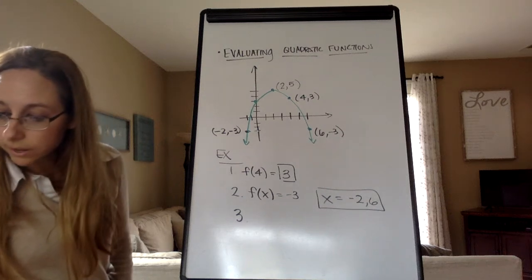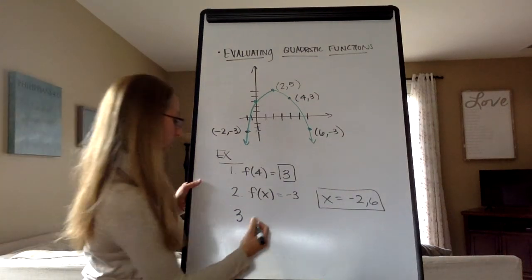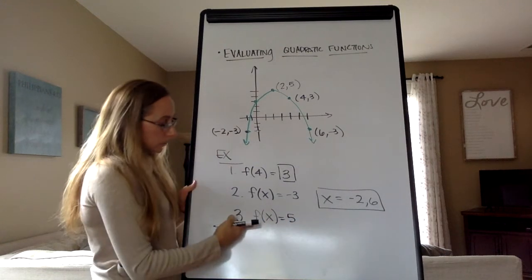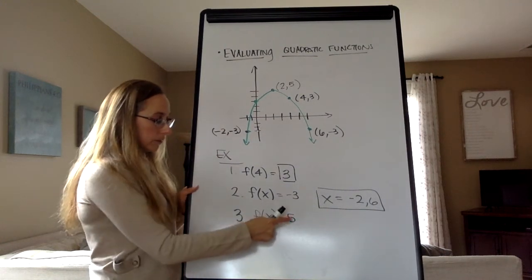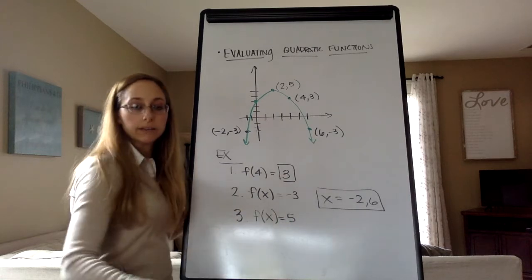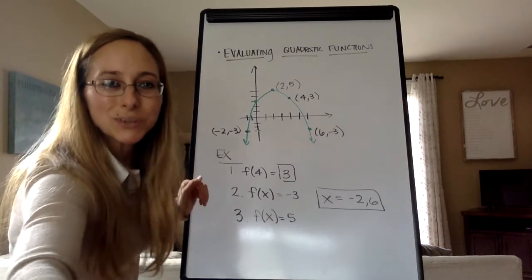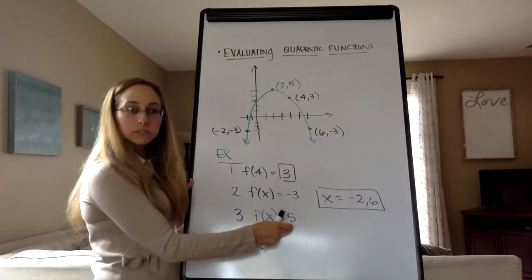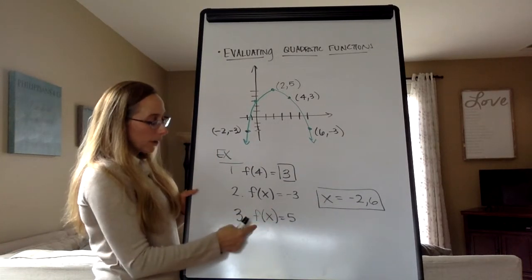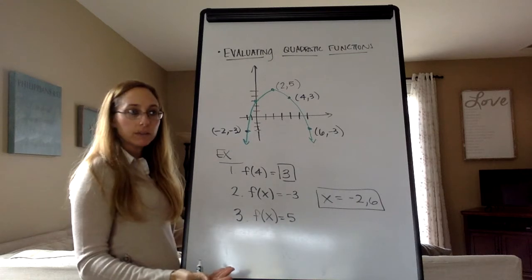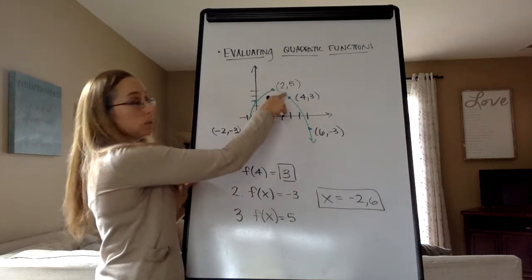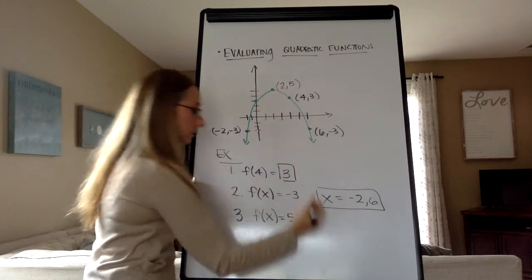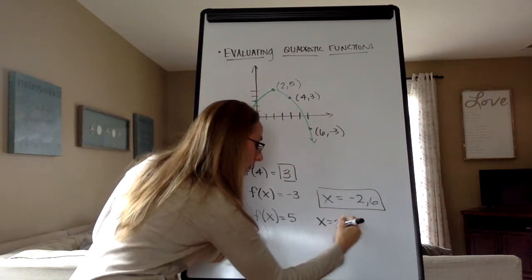So let's look at another one. f of x is equal to 5. So this is saying when y equals 5, what is your x value? My screen keeps going dark. Sorry, I have to keep moving my mouse. Okay, so f of x equals 5. So y equals 5. What are the x values when y equals 5? Well, there's actually only one point where y equals 5, and that's where x equals 2. So x equals 2.